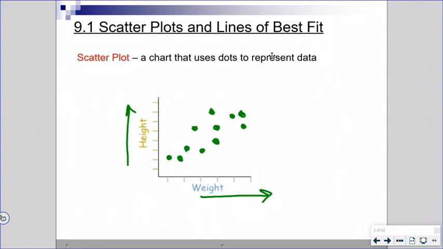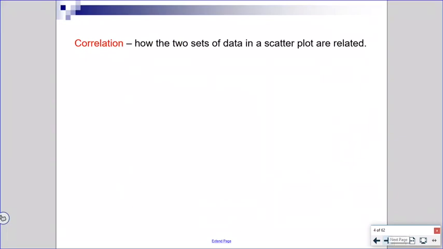Another vocab word is correlation. Correlation is how the two sets of data in a scatter plot are related. There's 3 types of correlation that we're going to write out. In that first box, I want you to draw yourself a scatter plot, and I want you to put a bunch of dots going up and to the right.